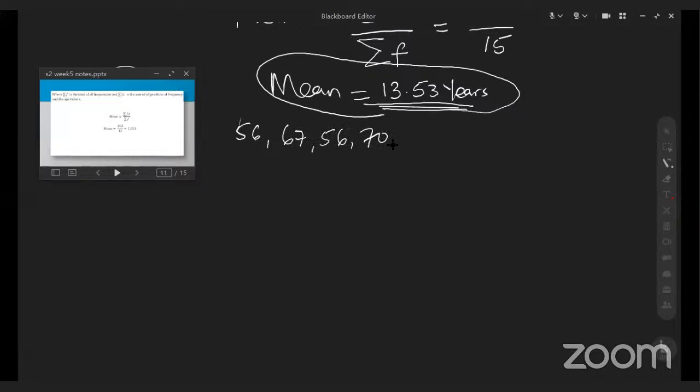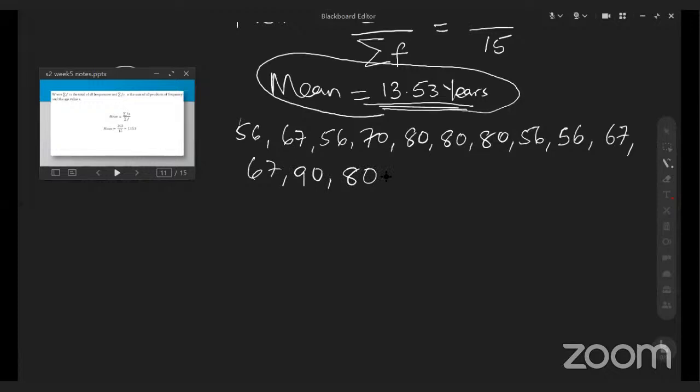Please, let's look at this. We have 70, we have 80, we have another 80, another 80, we have 56, 56. We have 67. We also have another 67, 90, and then 80. Okay? And we've been told to find the mean using the frequency table.